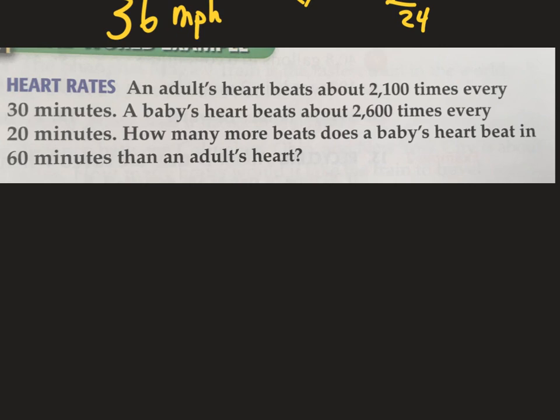All right, let's look at this one. We've got an adult's heartbeat this many times per 30 minutes. But a baby, oh, cute little baby, is this many times. Oh, baby is faster. Oh, but it's 20 minutes. Okay, so maybe it's not faster. I don't know. How many more beats? Yes, baby is better. How many more beats is the baby's heartbeat in 60 minutes than an adult's heart?